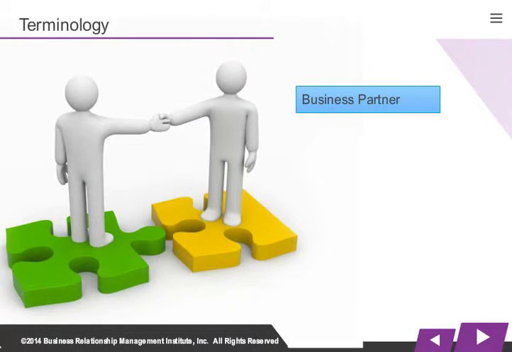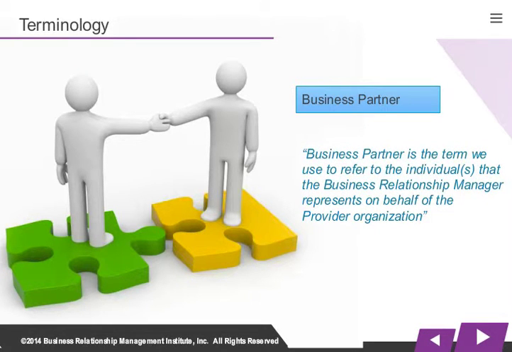The term business partner is used in two senses. First, it refers to the organization that uses the services of the service provider, but it is also the name of a role which the BRM BOK defines in this way: Business partner is the term we use to refer to the individual that the business relationship manager represents on behalf of the provider organization. Now, I personally find this definition a little clumsy. What it's trying to say is that the business partner is the role in the business that the business relationship manager works with to achieve the objectives of business relationship management.